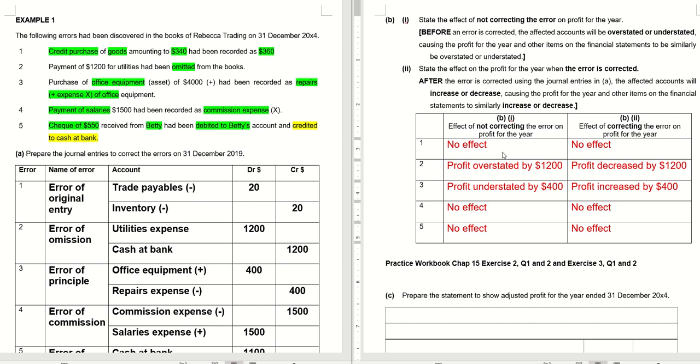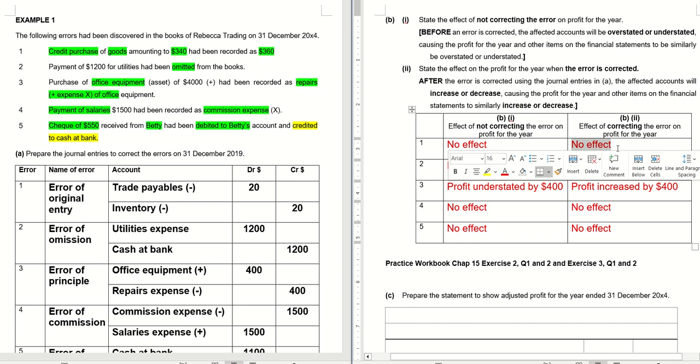So B part 1. Why is there no effect if you don't correct the error? There is no effect on the profit for the year because both accounts, trade payables and inventory, don't affect the profit for the year. They are not income and they are not expense. So there is no effect on the profit for the year. In the same way, correcting the error will also have no effect on the profit for the year.